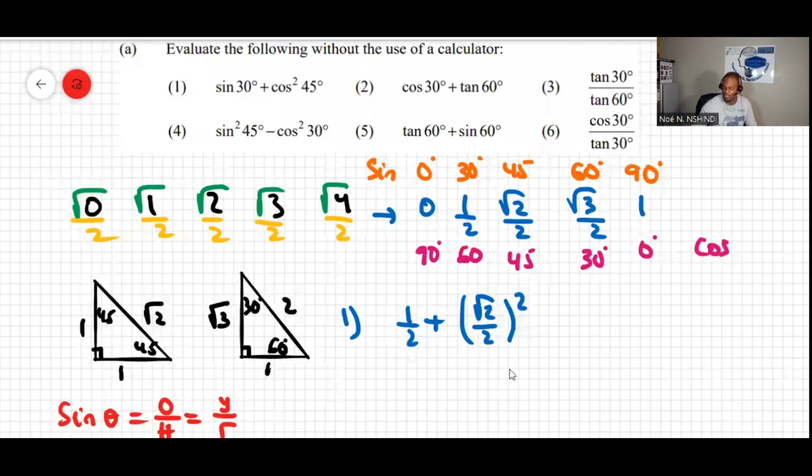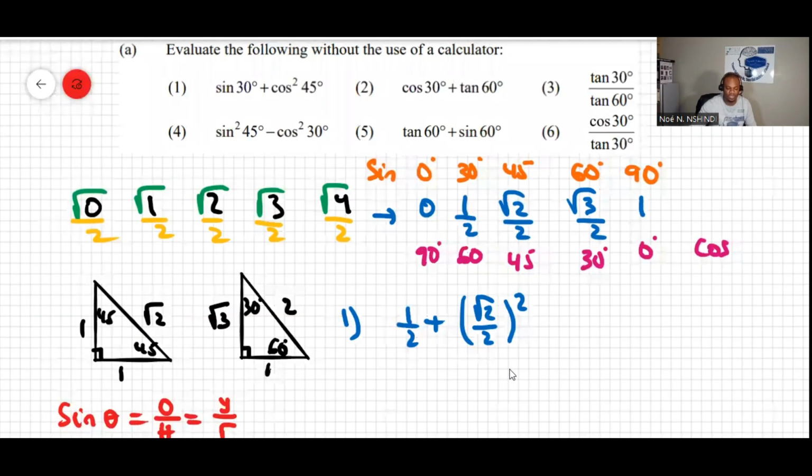And then this will be equal to a half plus, that makes what? 2 over 4, because the power of 2 is for the root 2 and also for the 2 at the denominator. And then that makes a half plus a half, and the answer is just 1, okay? Now question 2.